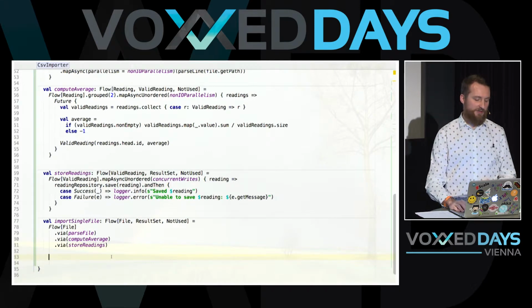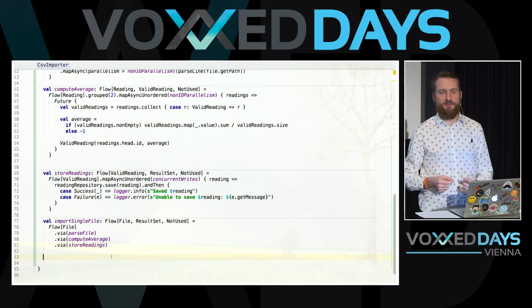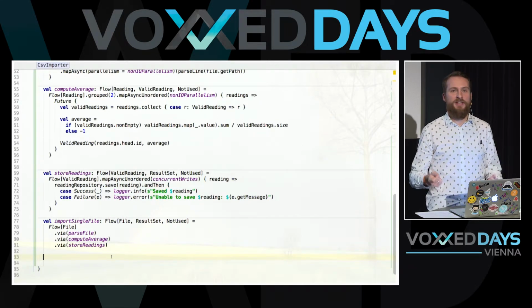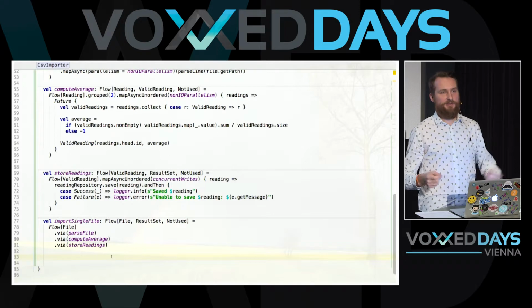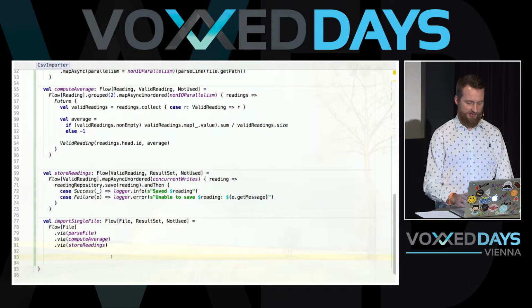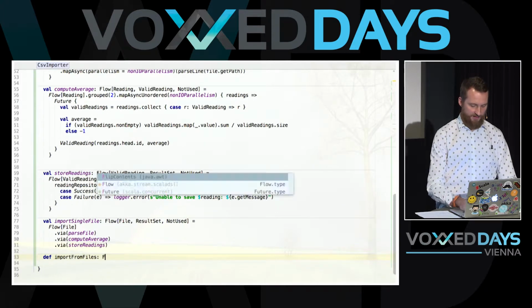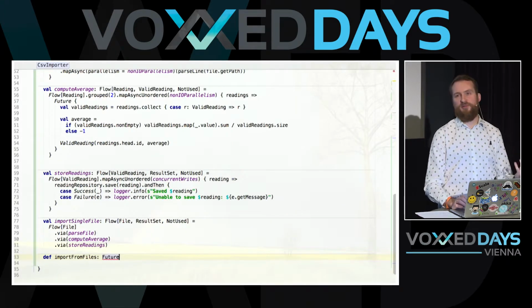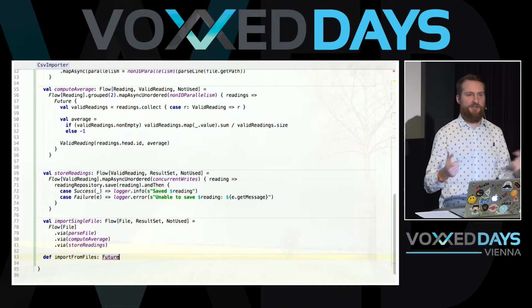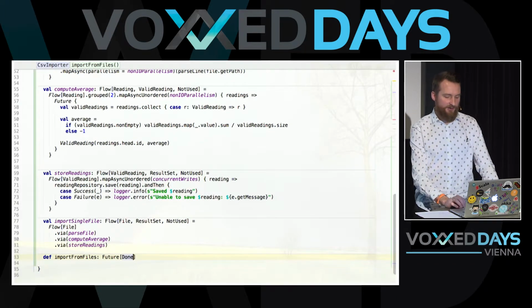So let's now define a method which would do the actual processing. We have a configuration parameter for our import directory. We want to list files in the directory and then send all of them through our processing pipeline. So let's define an importFromFiles method. And what it will return is a future, because everything happens in an async fashion, so it's non-blocking, etc. And the type of the future would be another mysterious type from Akka called Done.